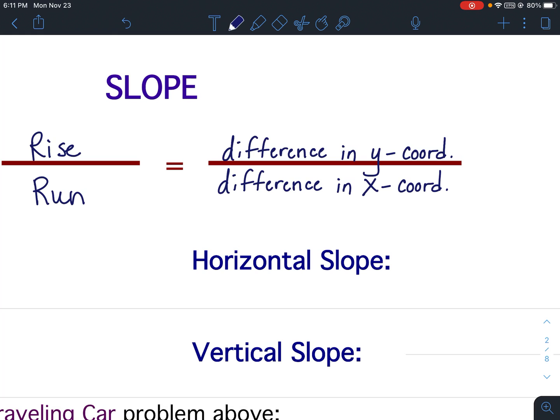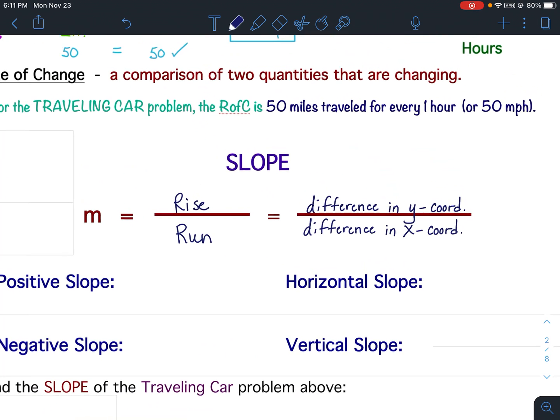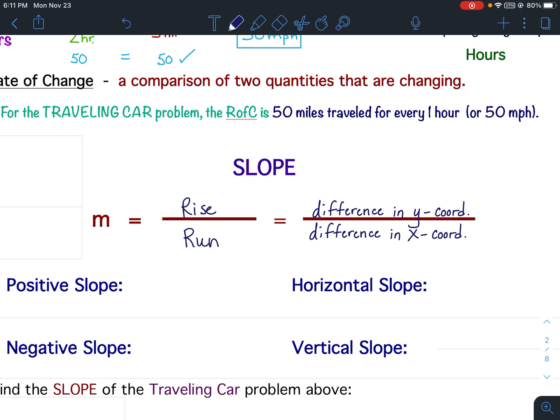What was the change in y over the change in x? And think about that change. Doesn't that sound similar to rate of change? In other words, slope, again, is rise over run.